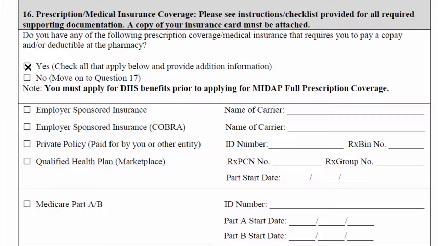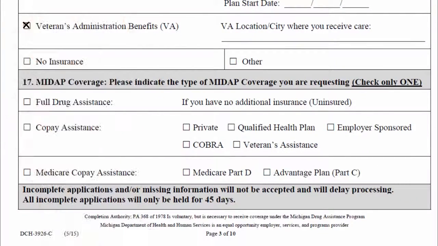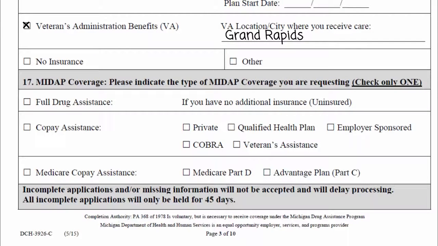If you don't have your insurance card or you cannot find it, you can contact your insurance company to get this information. Be sure to make a copy of your card and attach it to your application when you submit it to MiDAP. That completes all of the prescription and medical insurance information. Now we will move on to the question about which type of coverage you are requesting from MiDAP.